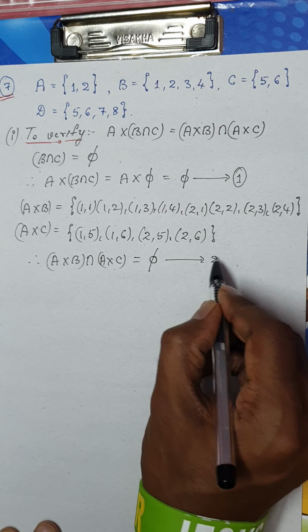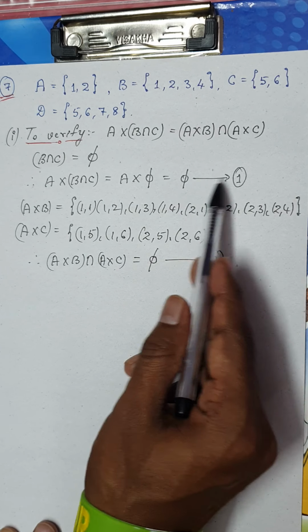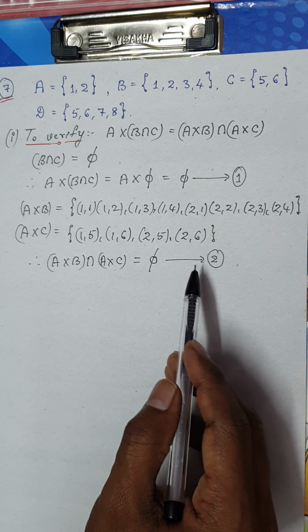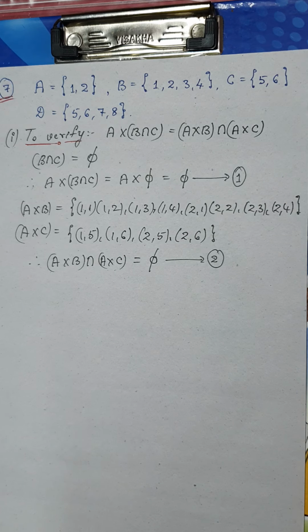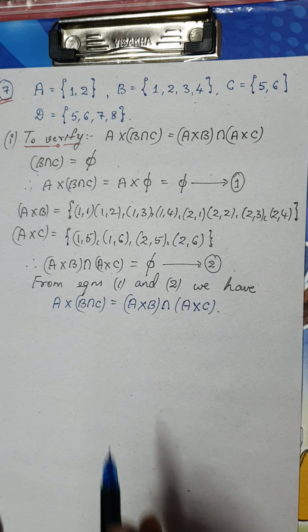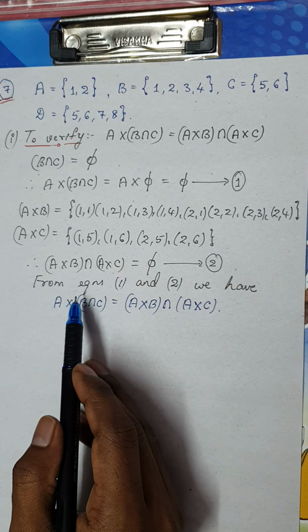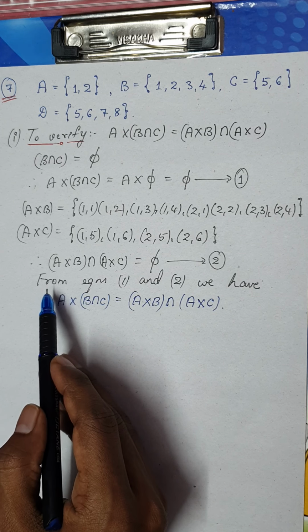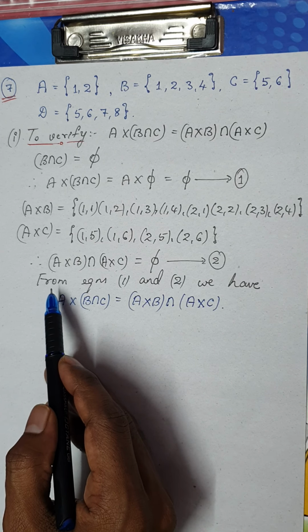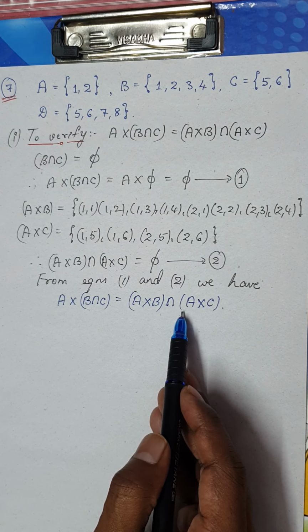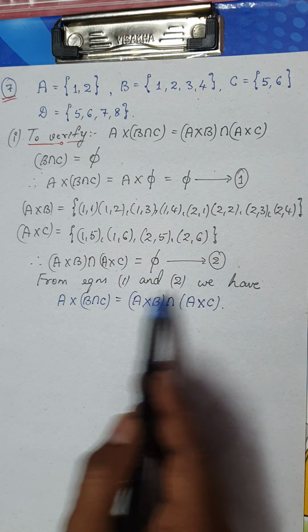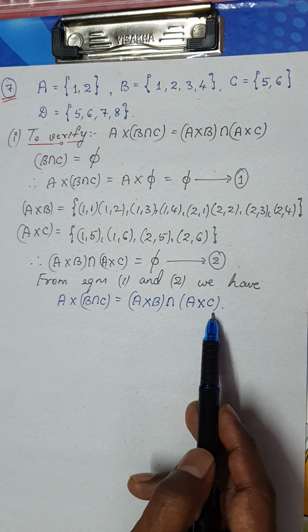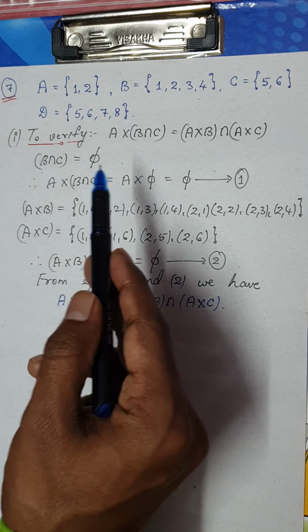This is my equation 2. Actually, LHS was equation 1 and RHS is equation 2. Okay, from equations 1 and 2 we can write this. Please note down, this is the final conclusion. Dear students, kindly have the habit of writing the complete conclusion in the last step. Particularly for 2, 3, 5 mark questions, your conclusion has to be very clear. So from equations 1 and 2 we have A cross B intersection C, that is LHS, is equal to A cross B intersection A cross C. So that completes my verification.